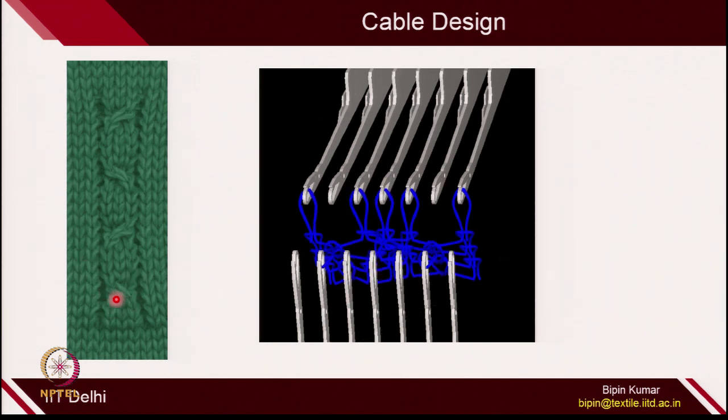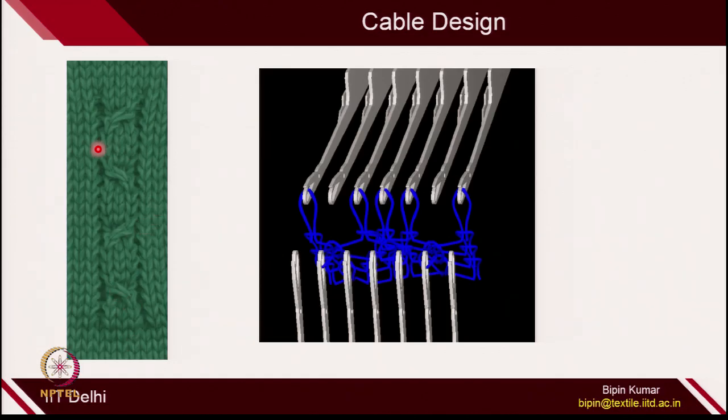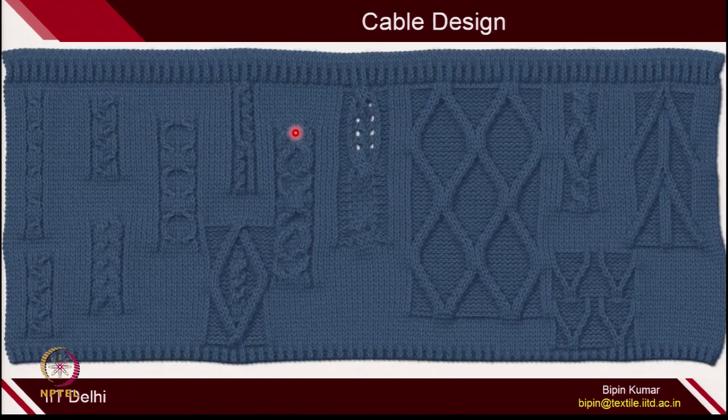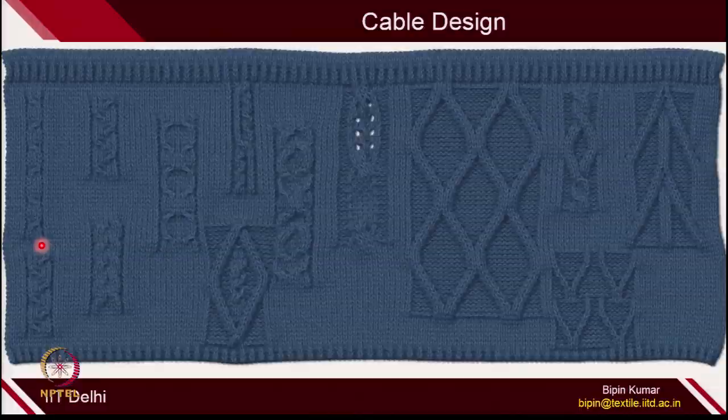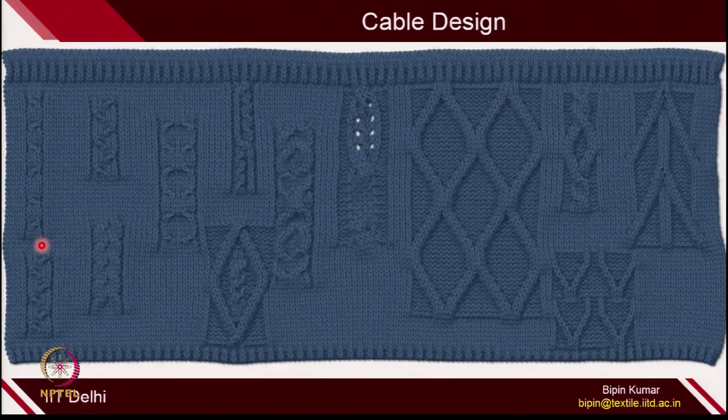So, at this point, if you keep continuing and want to exchange again, you can do the same pattern. After every 3 courses you do the exchange, and this is how you create a very beautiful cable type structure, or a snake type structure, because the movement of yarns looks like a snake. In cable design, a lot of possibilities are there and a very beautiful effect on the surface can be created. Again, it will entirely depend on the imagination of the designer, but the concept remains the same.